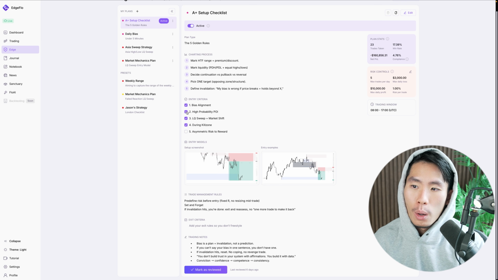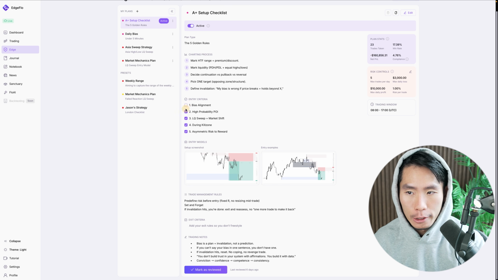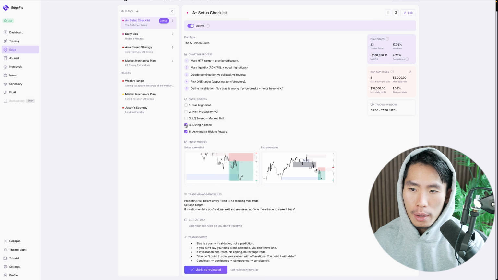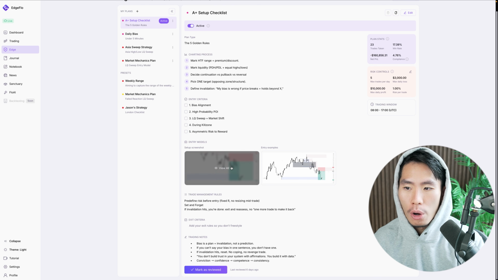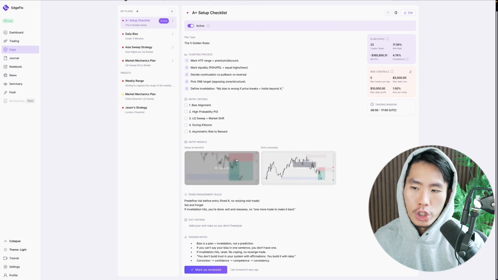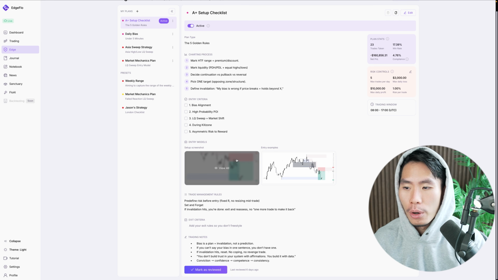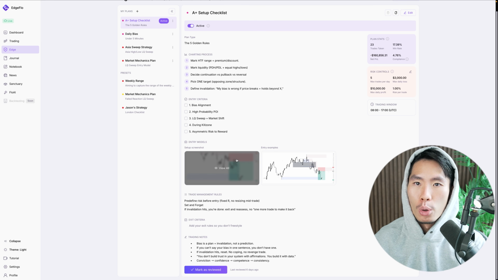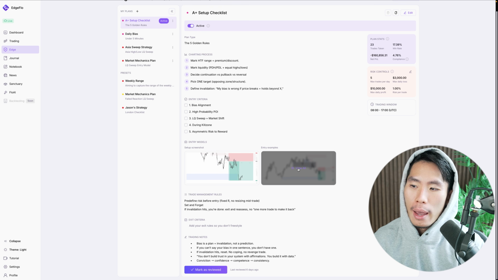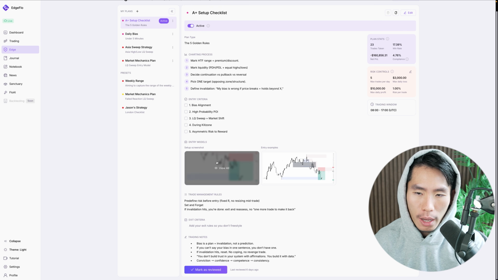I want to make sure that when I see a setup, it needs to check off every box within the entry criteria itself. Yeah, and then below here, this is where I also paste some screenshots of my entry models, right? Just for me to remind myself, okay, this is the setup that I'm looking for when I come onto a blank chart. And this is an example of the setup itself.